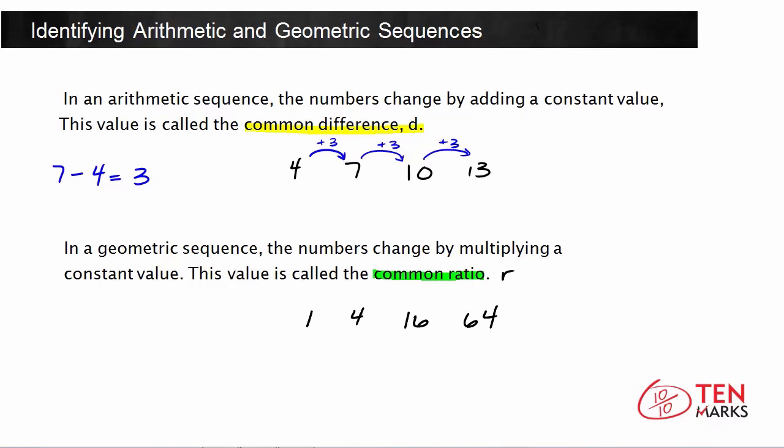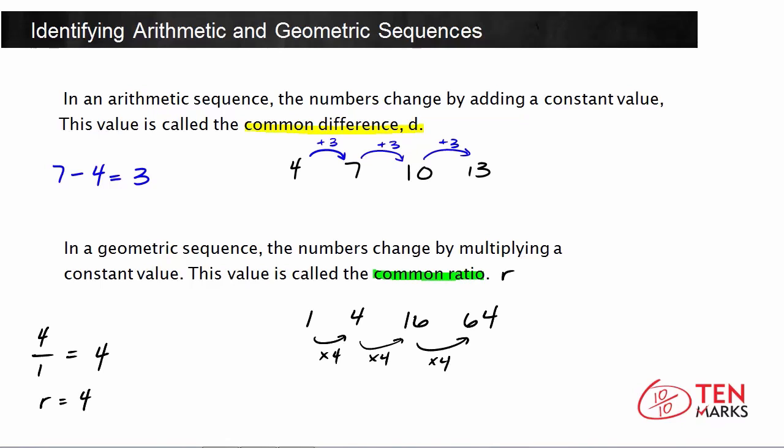Let's divide the second term of 4 by the first term of 1, and this will give us the common ratio. 4 divided by 1 equals 4. So that means R equals 4. This sequence is made by multiplying each term by 4. And as you can see, this is how the numbers increase here. Unlike arithmetic sequences, geometric sequences are not linear when they're graphed.